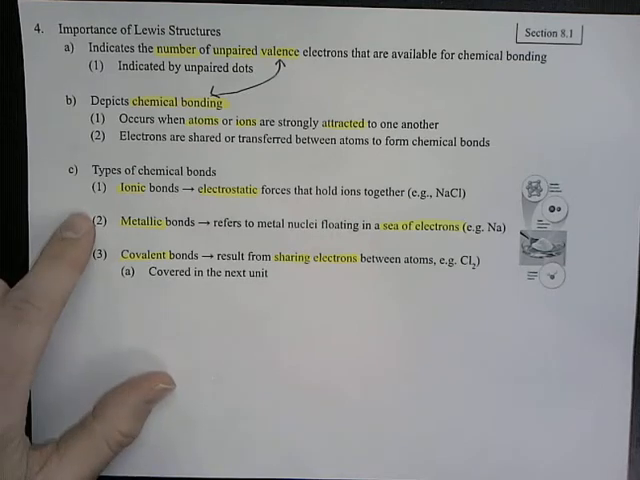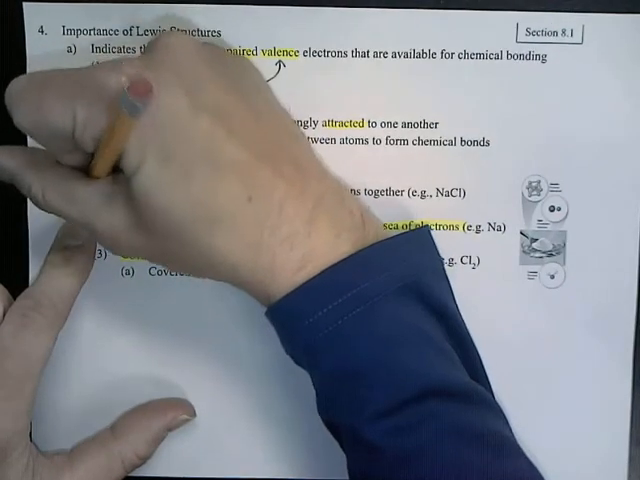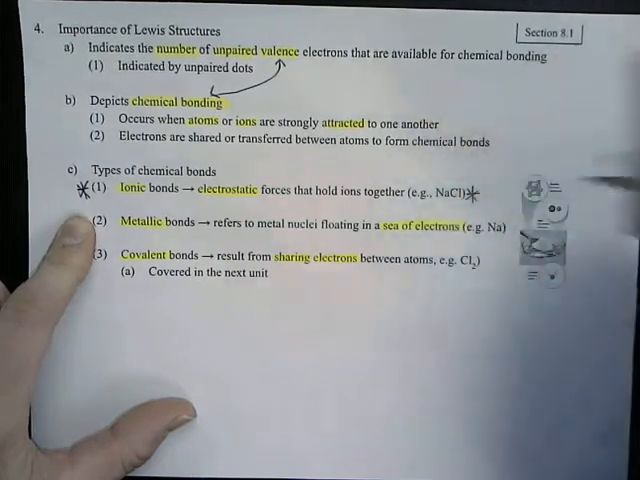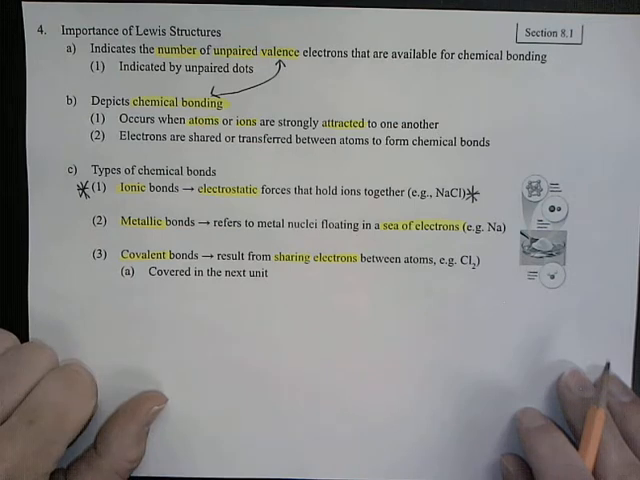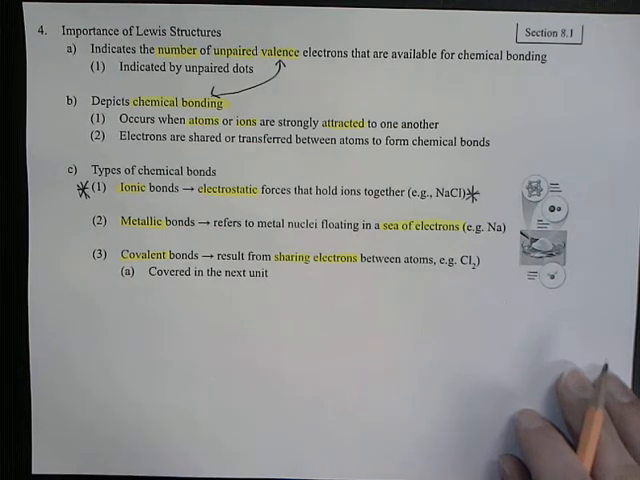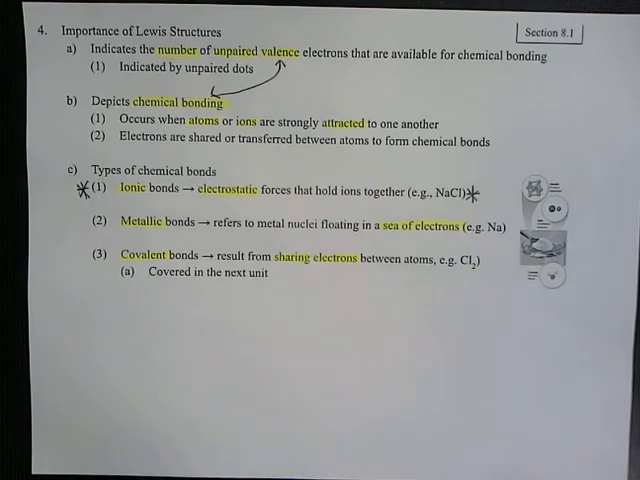This chapter, this unit, we're going to focus on ionic bonds. This is going to be our focus, okay? Then later on, we'll move on to covalent bonds. But you can see each of the types of bonds that occur here.